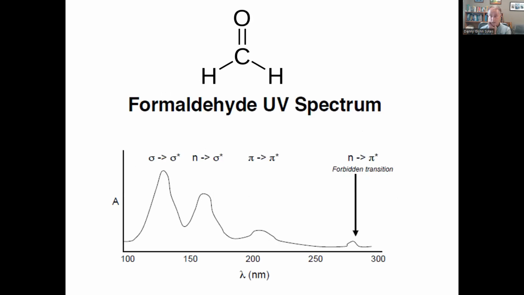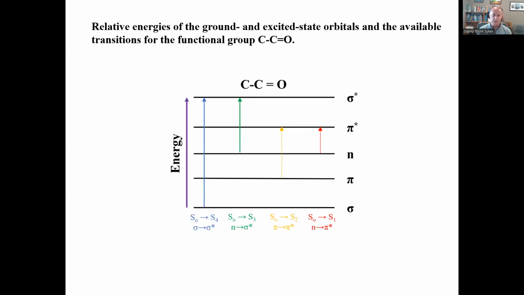If I look at formaldehyde, I can see all these transitions: the sigma to sigma star around 125 nanometers, the n to sigma star, pi to pi star, and n to pi star. That's a forbidden transition because it's a triplet transition, S0 to T1. Theoretically, we can't observe it. Selection rules essentially forbid it, but in reality, nature does what it wants, and we can see that transition. It's difficult, but you can see it.